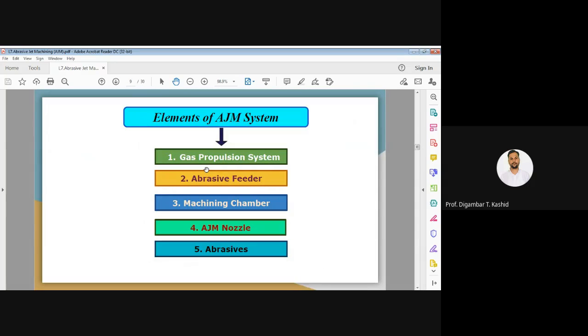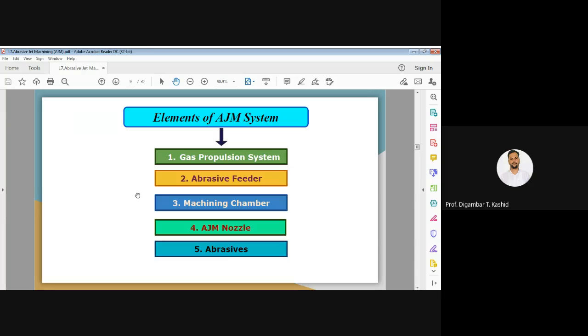Here just remember what the purpose of this gas propulsion system is: to propel or carry the abrasive particles. For that purpose you can use gas. It may be inert gas or it may be air. To increase its pressure we need a compressor, and then to clean it we need a dryer and a filter.